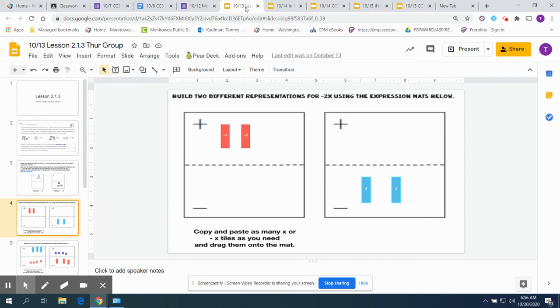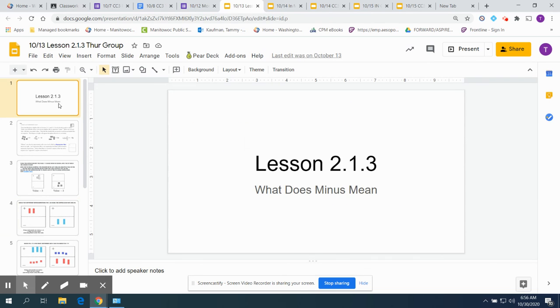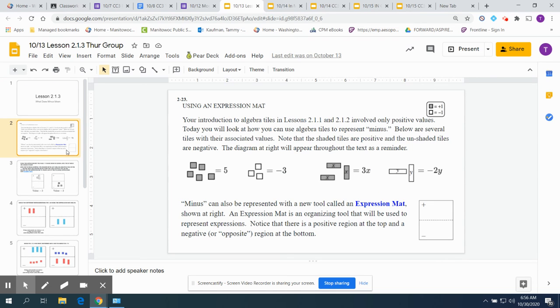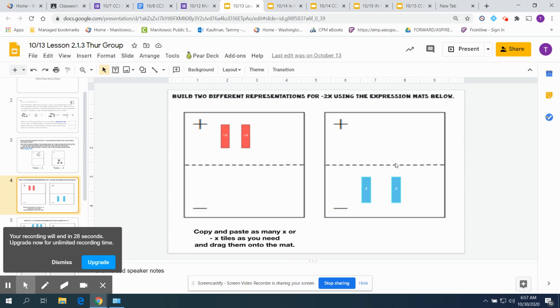10.13 starts to get you into the tile mat. So this is what does minus mean. There are a couple different ways to use minus. So when we get into the black and white and not the blue and red, in black and white, this is your positive side if you see it shaded, and that's the negative side. And when we actually talk about tiles, we talk about the red side and the blue side. Okay, so the red side is going to be negative and the blue side is going to be positive.